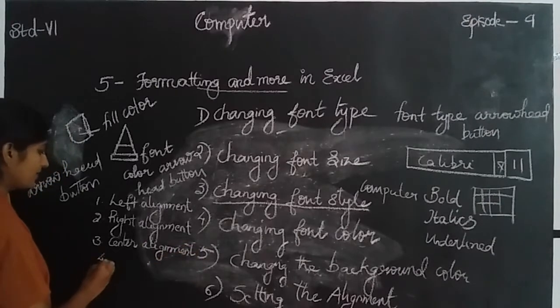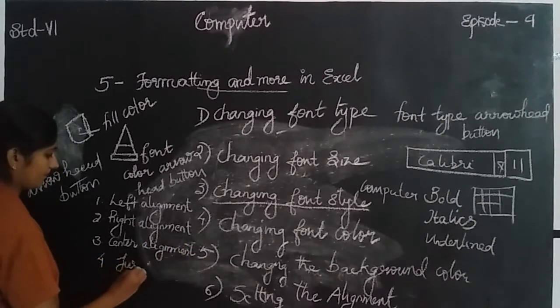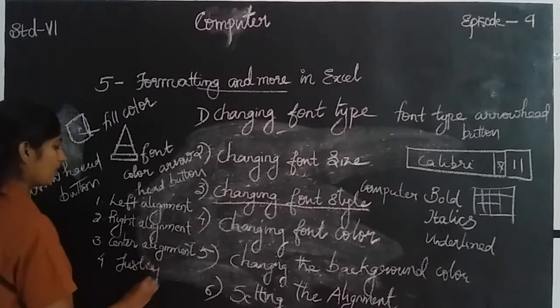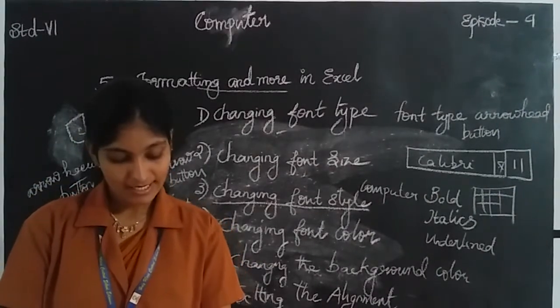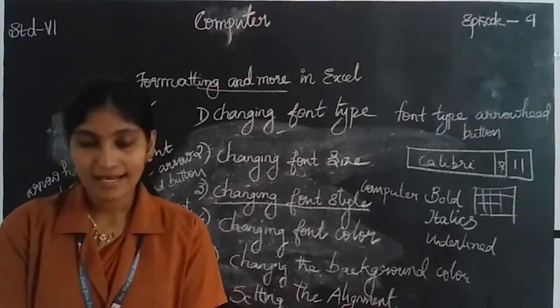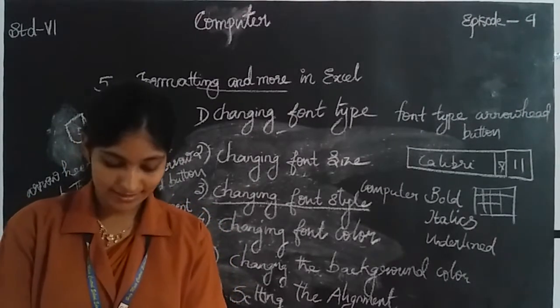And fourth one, justify. So mainly, how many alignments? 4. So what are these? Right alignment, center alignment, left alignment and justify.